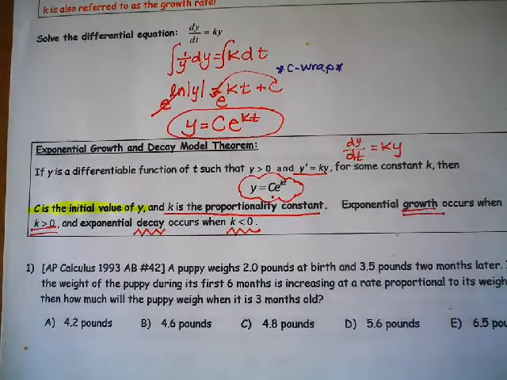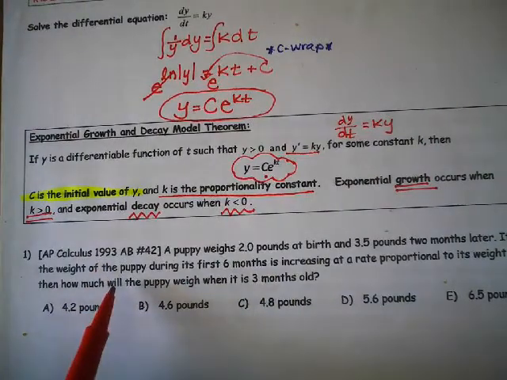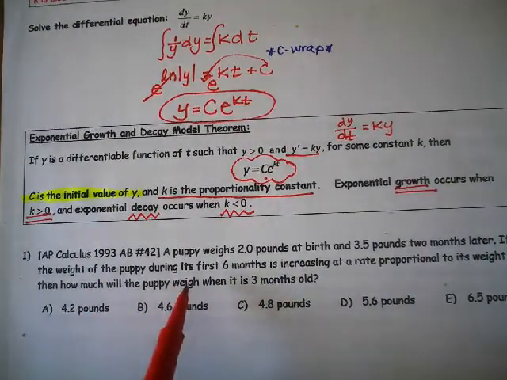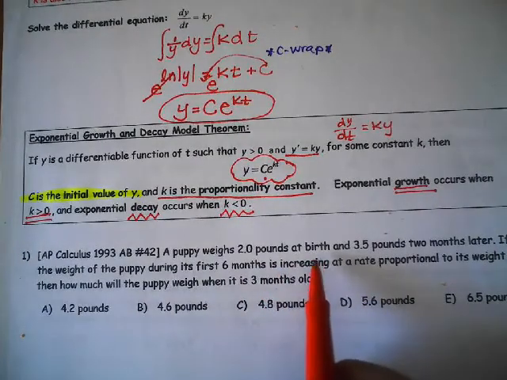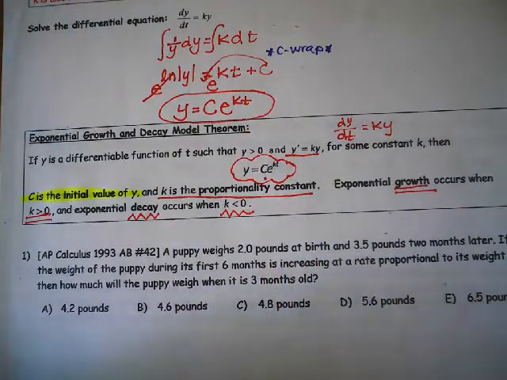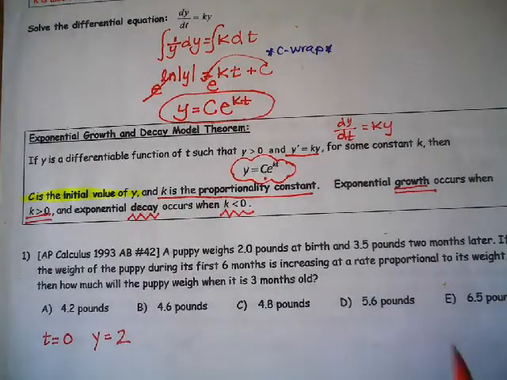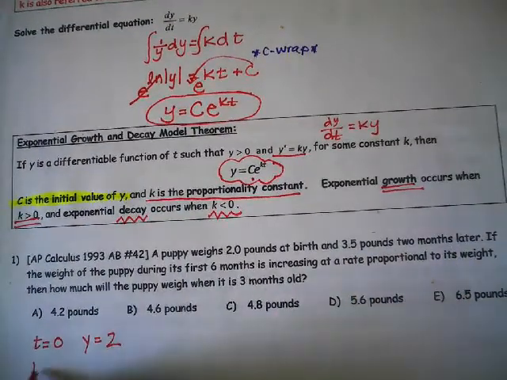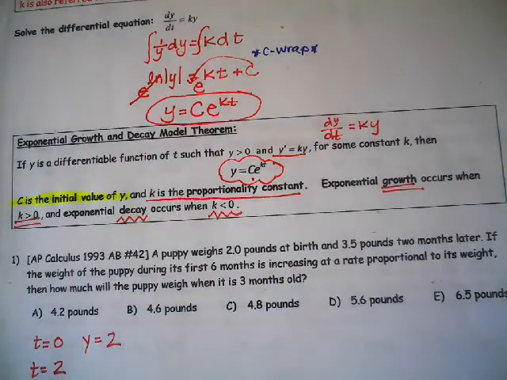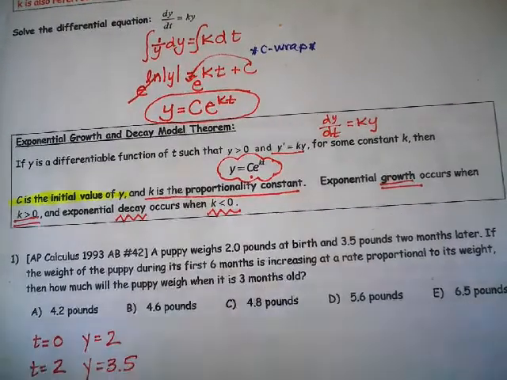So let's jump into a problem and see what this looks like. This was back from 1993, and it was about a puppy. It says that a puppy weighs 2 pounds at birth. And so immediately when I see that, I'm going to come over here and write, at time is 0, the puppy weighed 2 pounds, and 3.5 pounds 2 months later. So at time is 2, the puppy weighed 3.5 pounds.